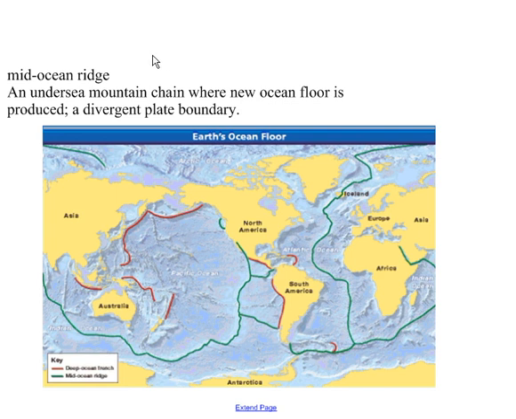We began by talking about the mid-ocean ridge, which is an undersea mountain chain where new ocean floor is produced. This occurs at a divergent boundary. Mid-ocean ridge is represented by the green lines.